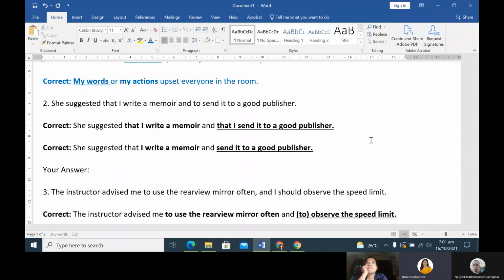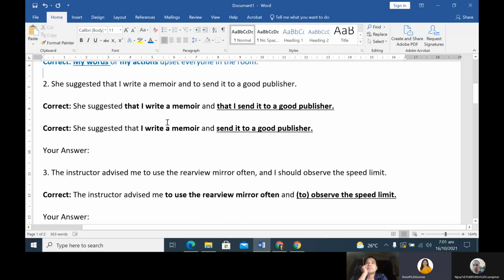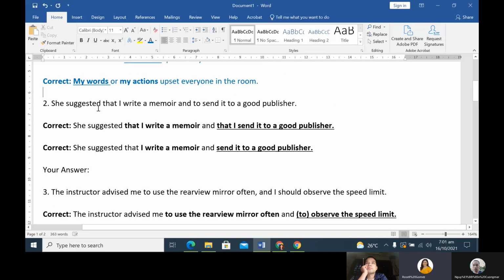The verb. Yes, very good, very good. The first verb we have is write. The second one is send. But the way it is being introduced is different. Now look at the correct sentence. The first way we can correct these faulty sentences: She suggested that I write a memoir and that I send it to a good publisher.